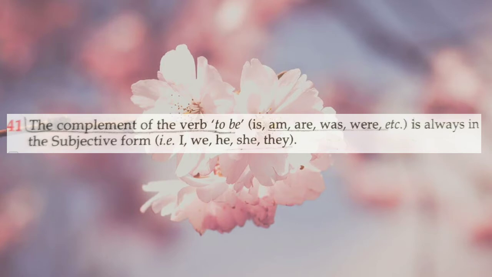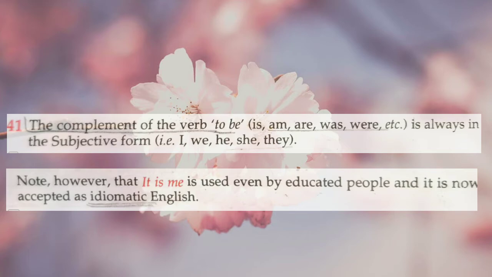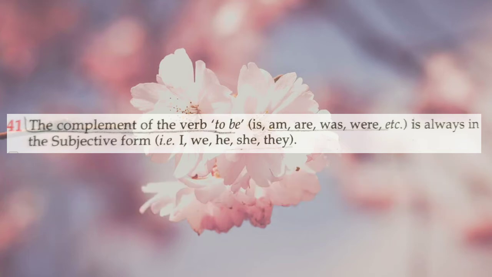So by choosing an object pronoun, you must also check which is the main verb. If it is to be, then don't put object pronouns there. Put subject pronoun. Choose subject pronoun there. But note one thing. However, that it is me is used even by educated people, and it is now accepted by idiomatic English. It means in speaking language, it is accepted. The correct answer should be it is I, because the verb is to be. But now people have accepted this phrase, so it is me is also correct.